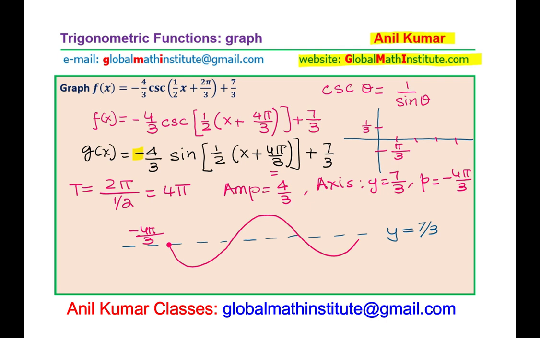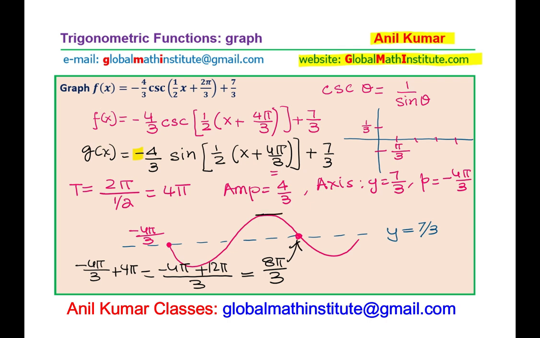And it is going to end after one full cycle at this point, and that should be equal to how much? You have to add 4 pi to this, correct? So minus 4 pi by 3 plus 4 pi. So 4 times 3 is 12, right? And 12 minus 4 will give us 8 pi by 3, right? Let me rewrite it. 4 pi plus 12 pi over 3, which gives you 8 pi by 3. So this point here is 8 pi by 3, correct?